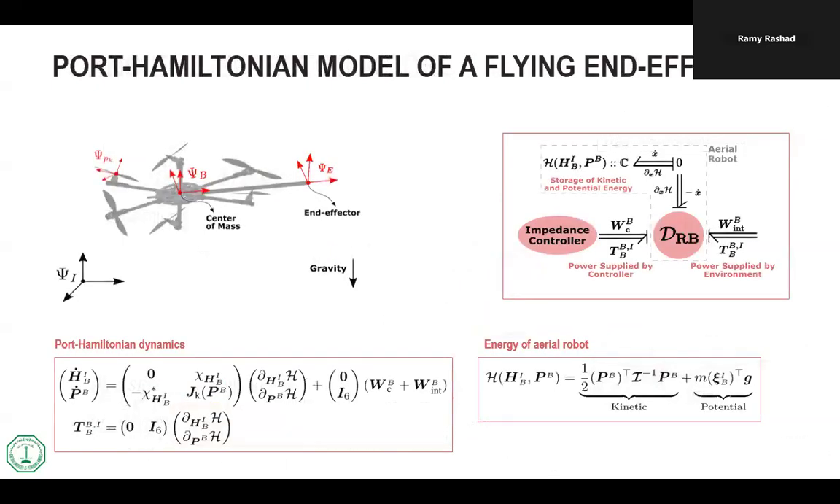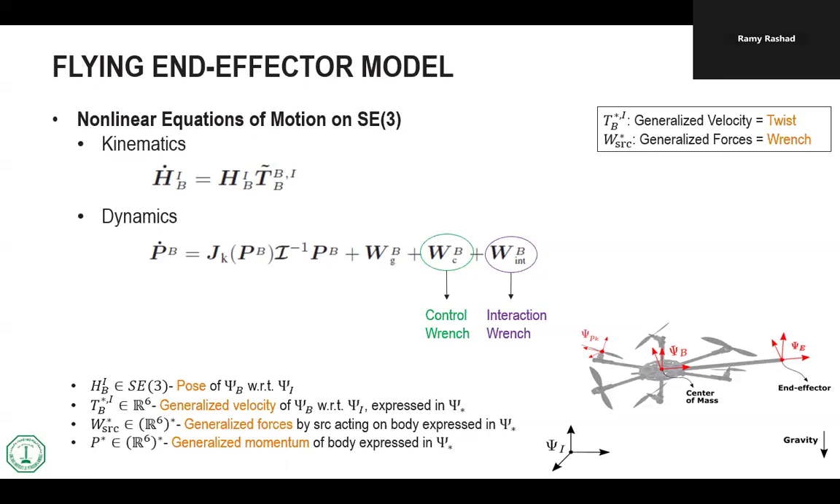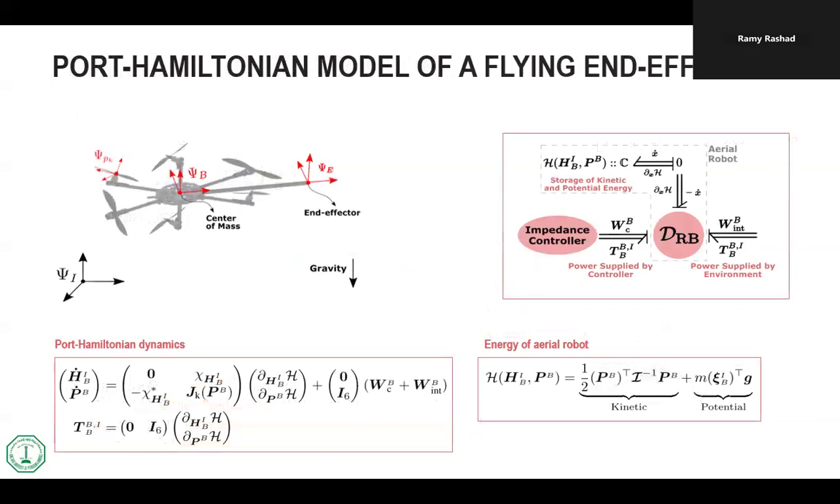In the Port-Hamiltonian framework, going back, this is the standard way of looking at the equations, just the kinematics and dynamics. But if you add the energy, you think about that this system also has some energy. It has total kinetic energy, which is the rotational part and a translational part, and it also has some gravitational potential energy. You can represent this energy in terms of the pose and the generalized momentum in this form. And the Port-Hamiltonian dynamics would be represented like this.